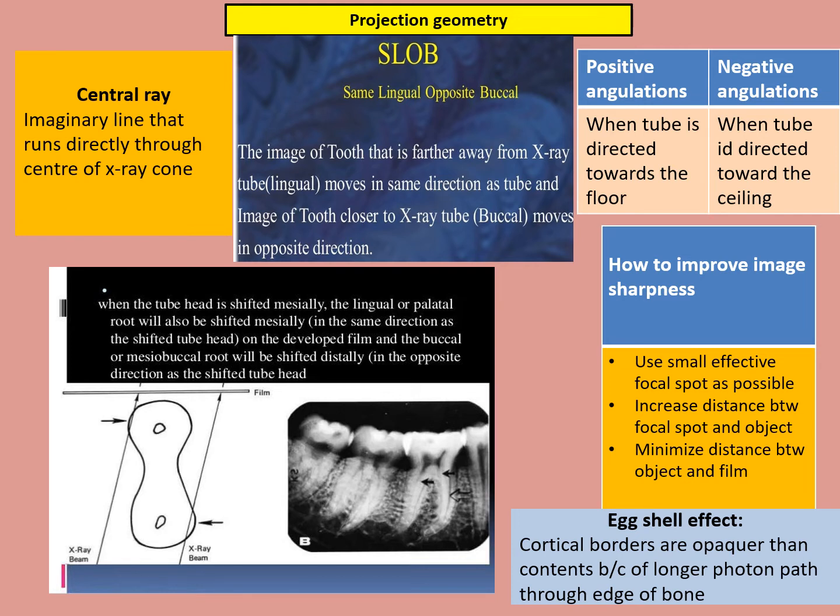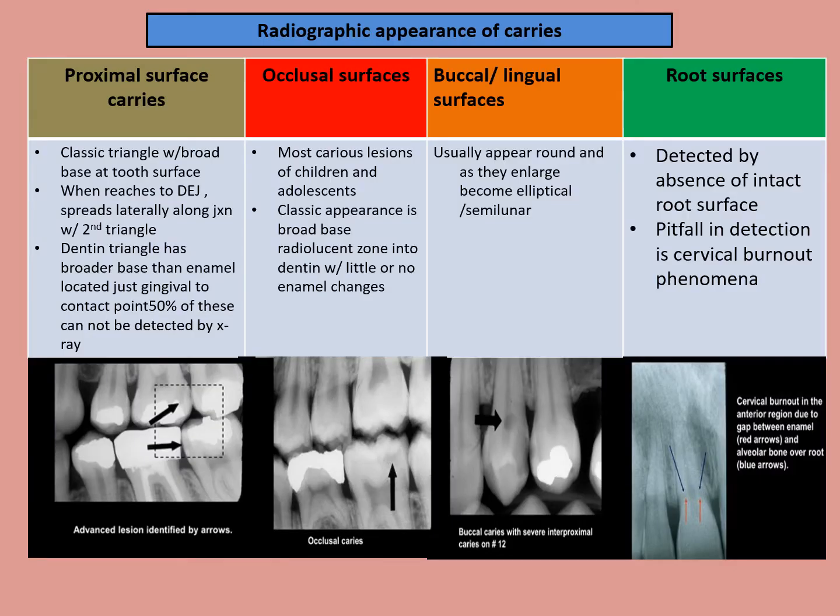Now you can see the eggshell effect. Cortical borders are more opaque than the contents because of the longer photon path through the edge of the bone. That is called the eggshell effect. Now we can see some of the radiographic appearance of caries here.